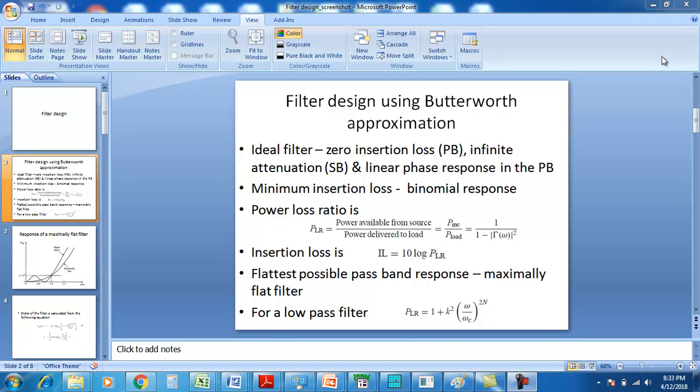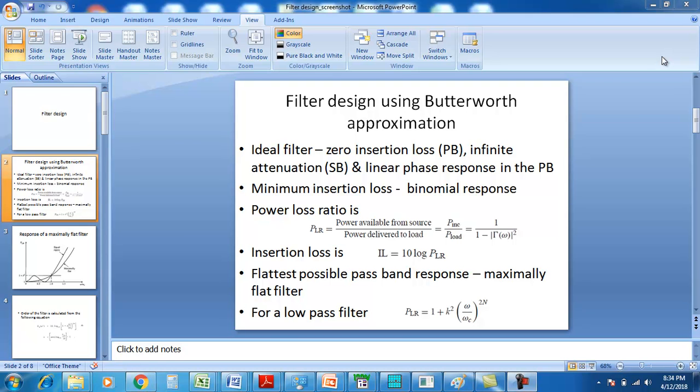So we go for practically realizable filter types. We have the maximally flat filter or Butterworth filter, equiripple filter or Chebyshev filter, linear phase filter, and elliptic filter. These are the commonly available filters.